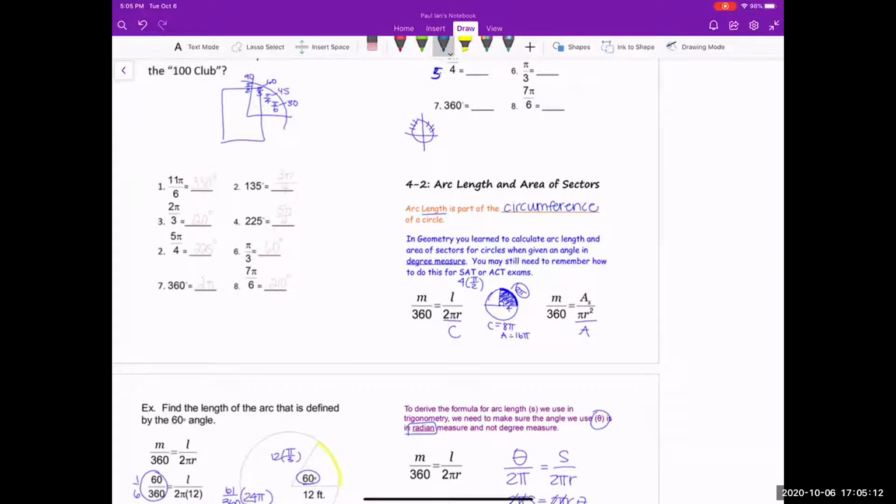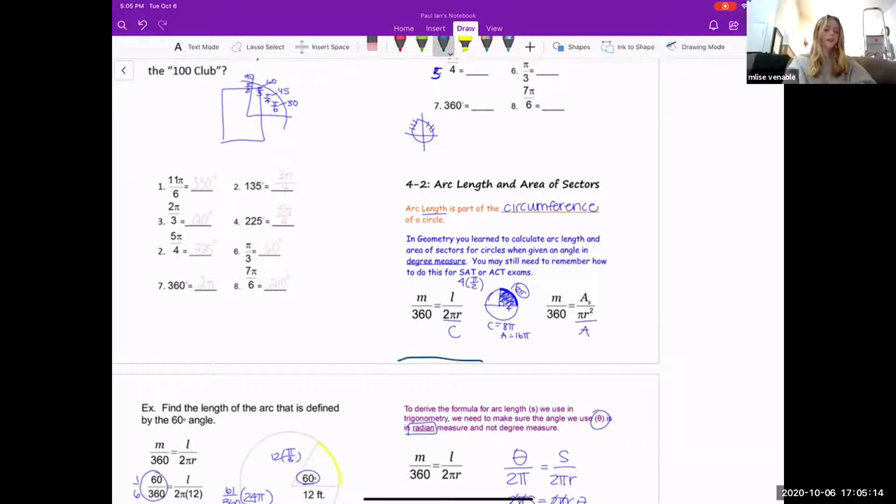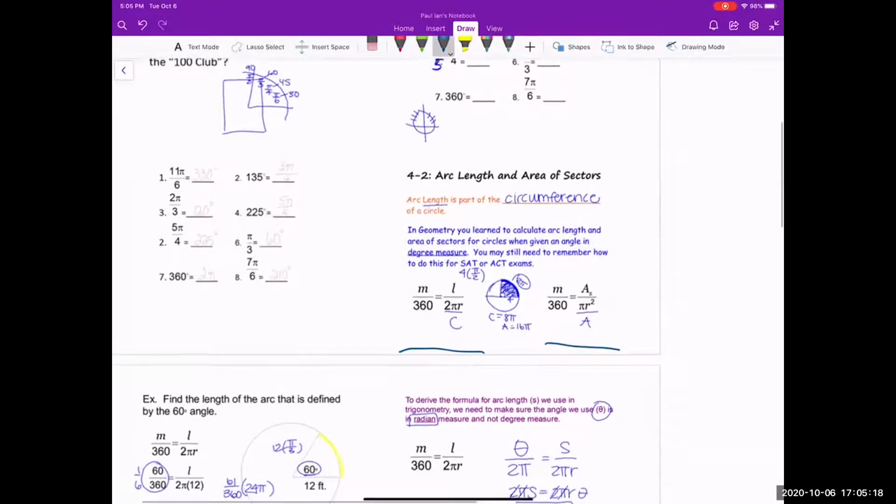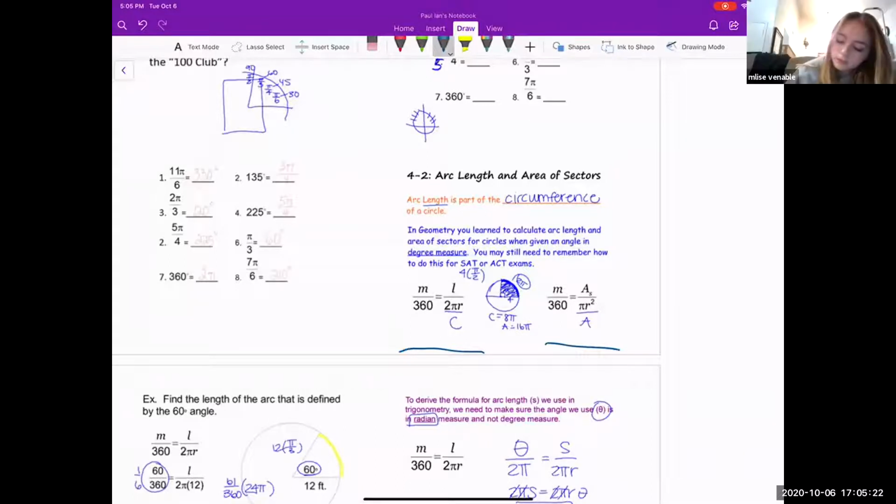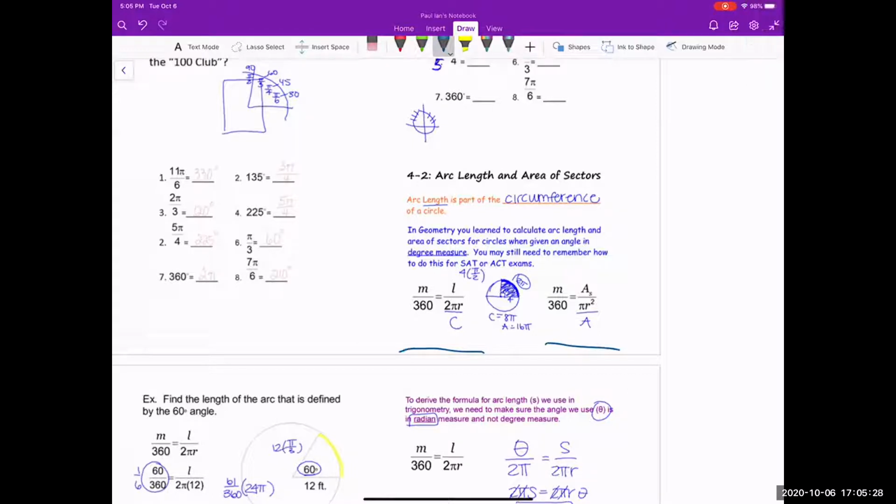This is pretty much the arc length right here. Yeah, wait, let me write that down. And then this is the area. And there's an easy way of remembering these guys.